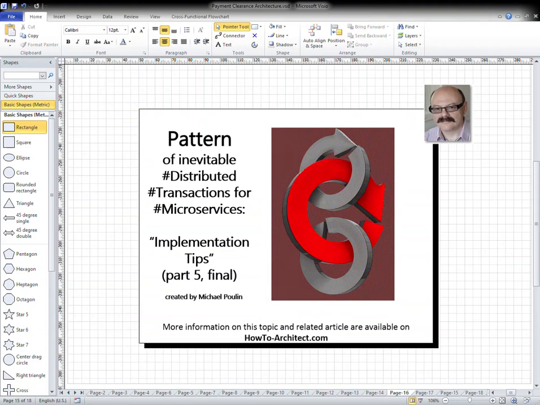Here is Michael Pulin. Today I present to you the final part of the pattern Distributed Transaction for Microservices. It is named Implementation Tips.